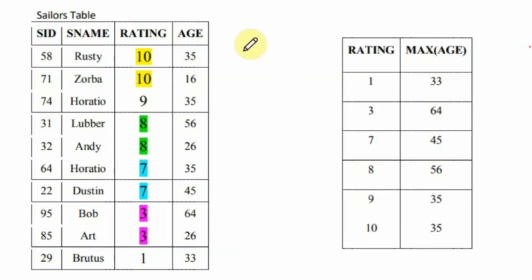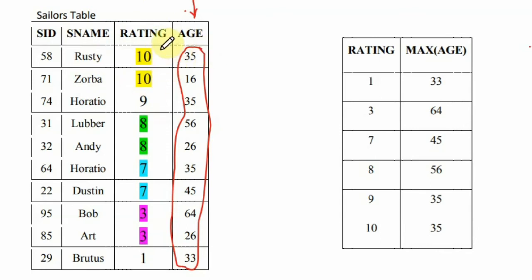So far we have applied the aggregate functions like count, sum, average, min and max on the entire column. So if I want to find out the max age, it is considering all the values in the age column. It is applying the max operation on the entire column. Sometimes you may want to apply these aggregate functions on certain groups of tuples. You want to make groups in a particular column and apply these aggregate functions on the groups.